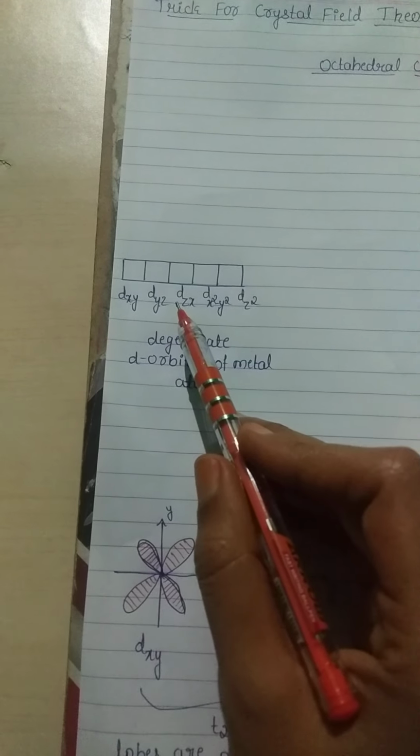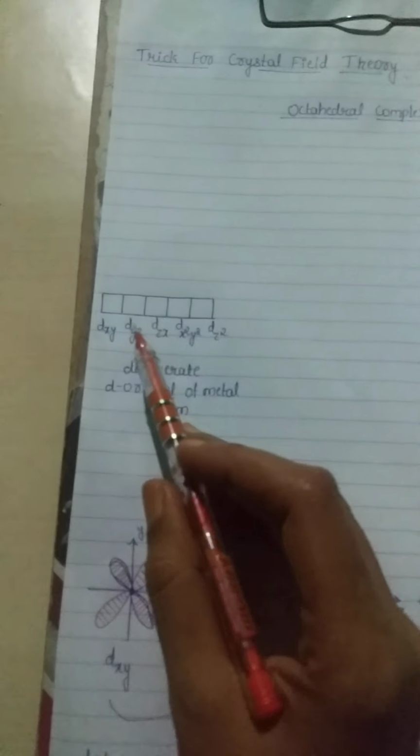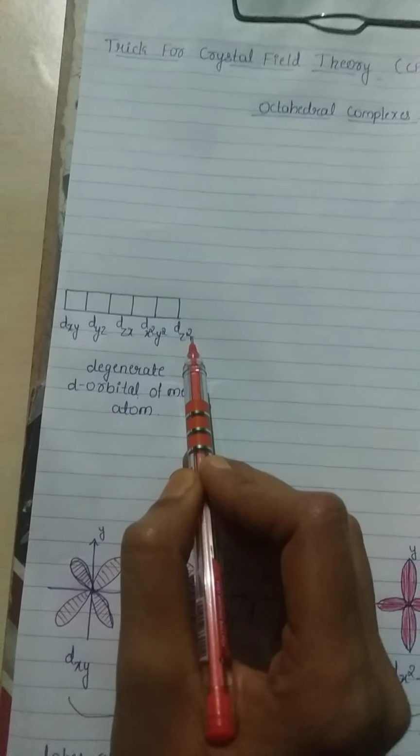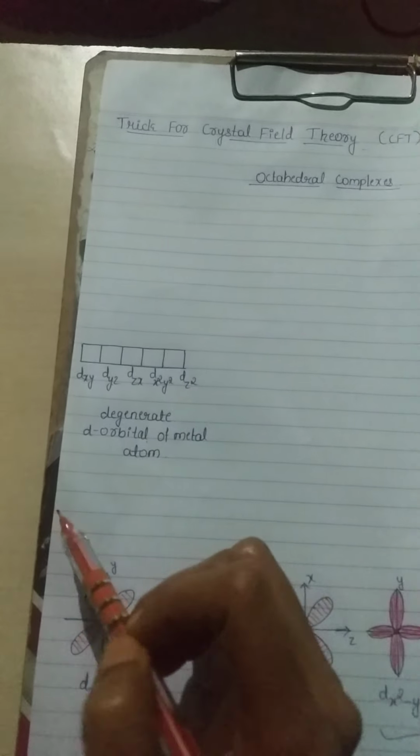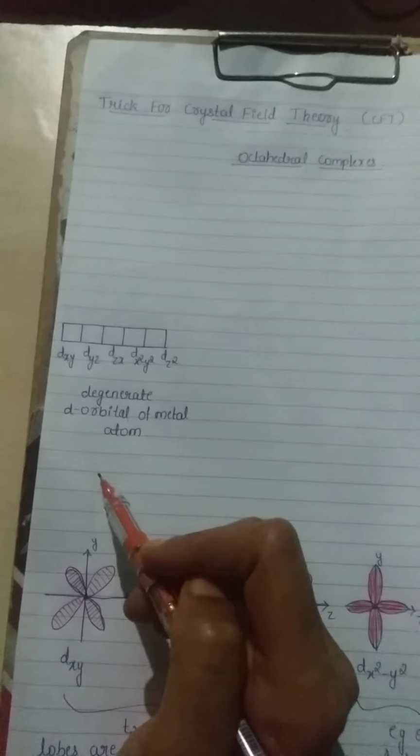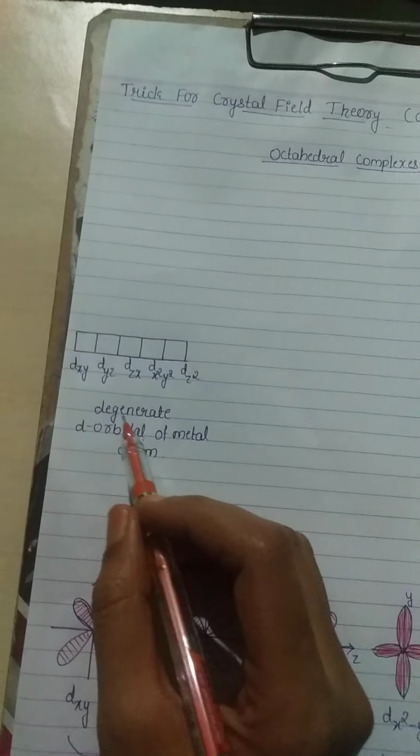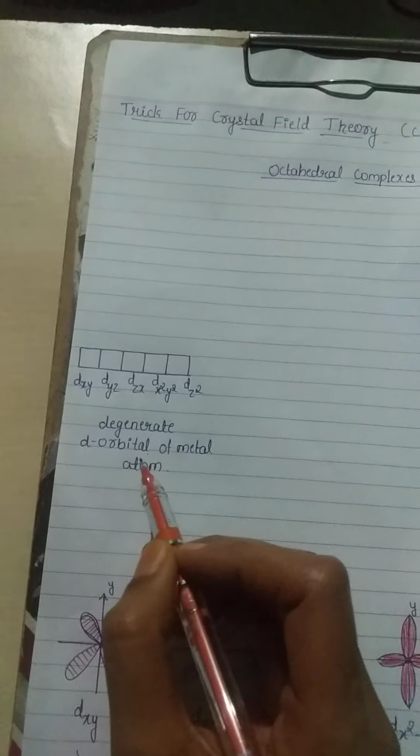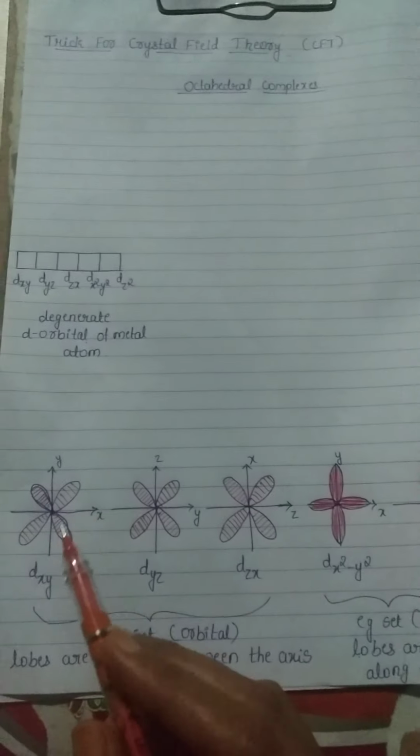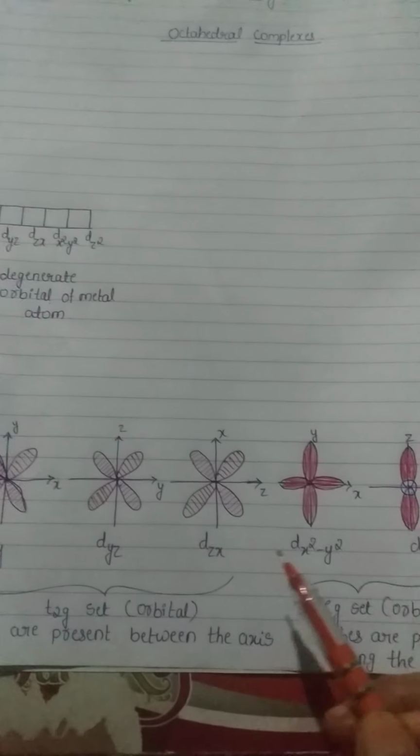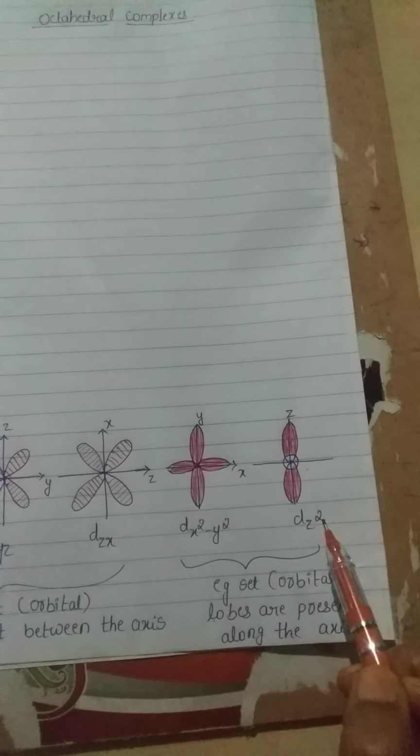A metal consists of d orbitals. These 5 d orbitals are dxy, dyz, dzx, dx square minus y square and dz square. These 5 d orbitals present in the metal are called degenerate d orbitals. The reason is these 5 d orbitals have the same energy, that's why we call them degenerate d orbitals. An electron can enter into any of the d orbitals. These are the 5 d orbital structures: dxy, dyz, dzx, dx square minus y square and dz square.